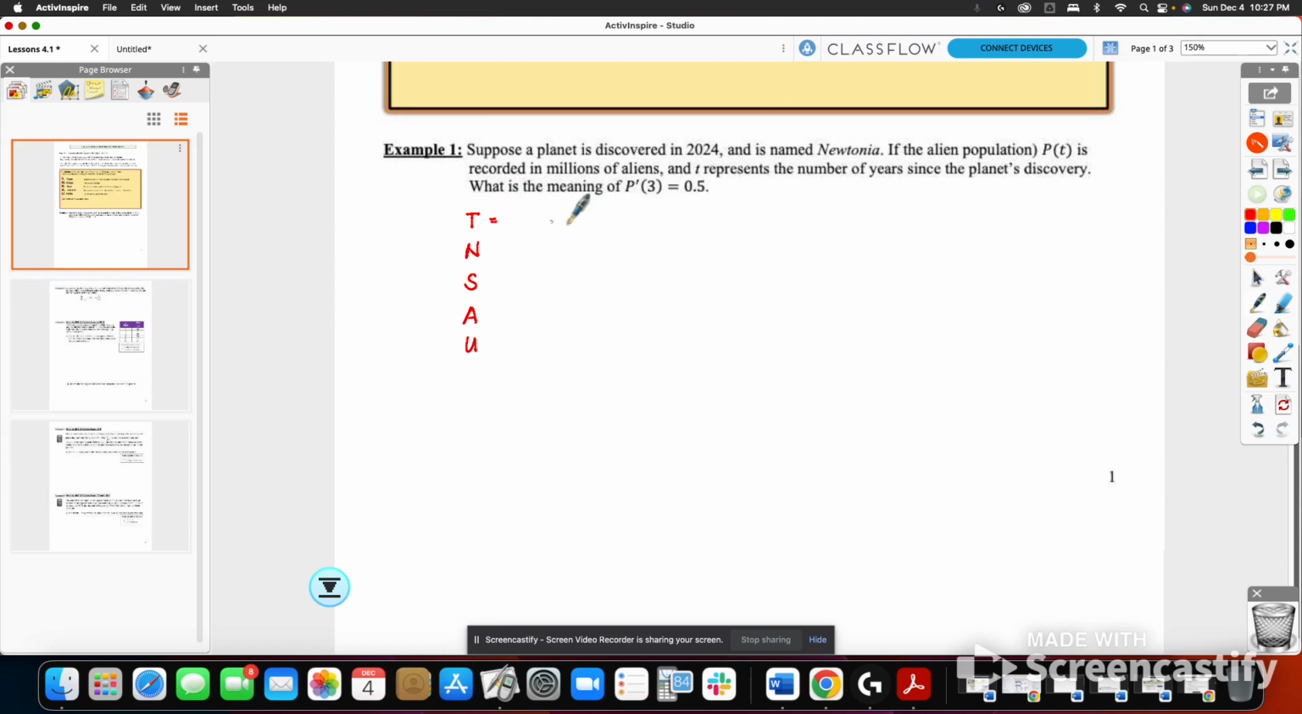So T is the time. So what's the time here? Time is 3 years. Which in this case, if it was discovered in 2024, so 3 years after 2024 is 2027. And then N is the noun. What is the subject? What are we talking about here? The subject is the P. All right? P is the alien population.